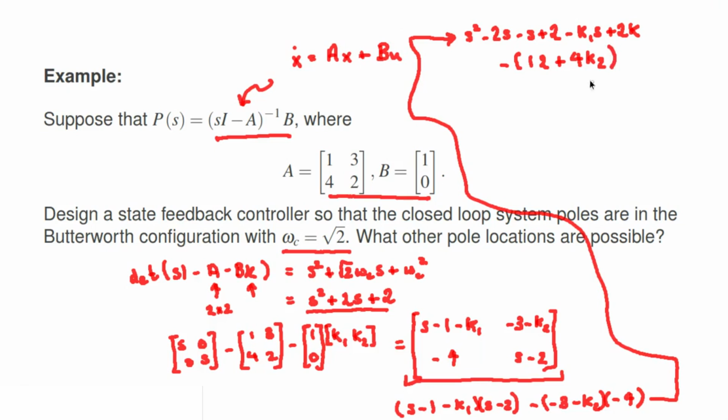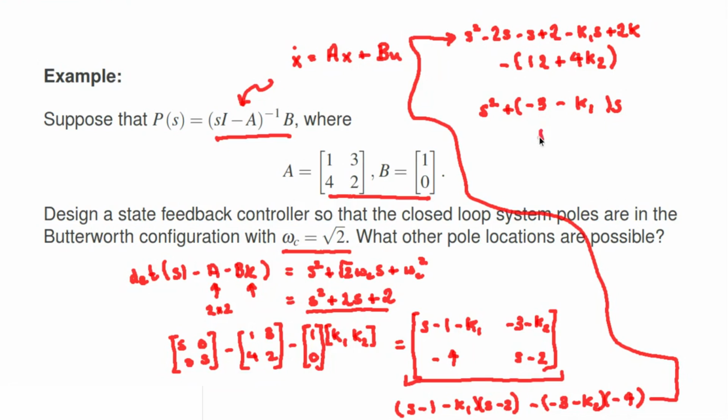So we're getting there. Now we just need to collect all the coefficients. Let's start with the S squared term. We're just going to simplify this and collect all the coefficients together. The S squared term, well, we've only got one of those, so that's just S squared. Now we collect all of the terms that depend on S. There we have minus 2S, a minus S here, and a minus K1S. So that's going to be minus 3 minus K1.